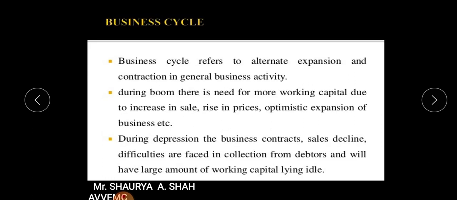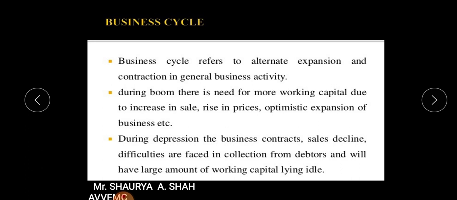Now the next is your business cycle, right? What do you mean by business cycle? Business cycle means alternate expansion and contraction in general business activity, students, right? Generally you can see that many times the business or trade cycle changes. Sometimes there is a boom in the business, sometimes there is depression in the business, right? So all these trade cycles also affect the requirement of working capital.